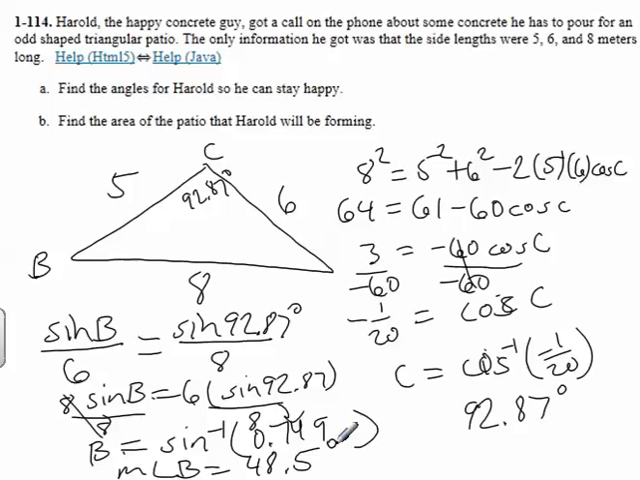48.5 degrees. Once we've got that, it's pretty simple to see that all of this is 180. 180 minus this minus that leaves us with our missing angle, 38.62 degrees. Now, part B, find the area of the patio that he will be forming.